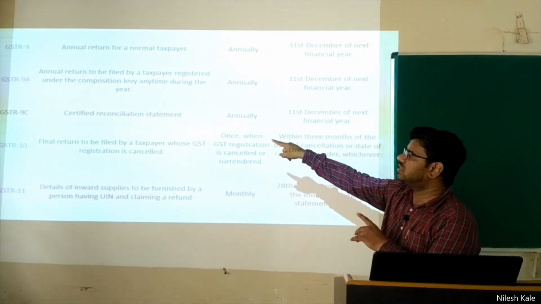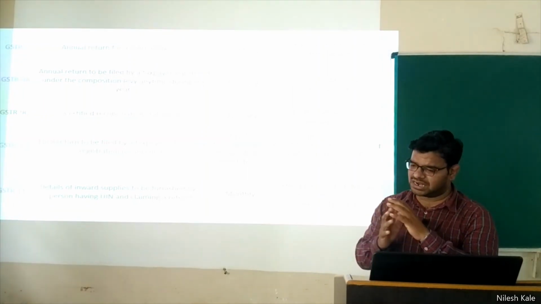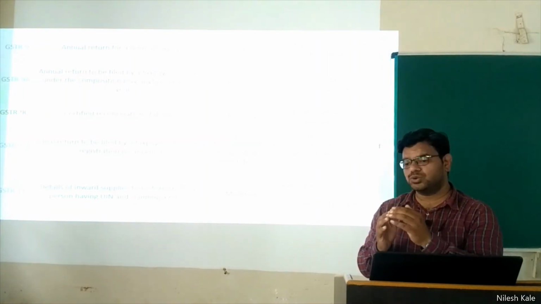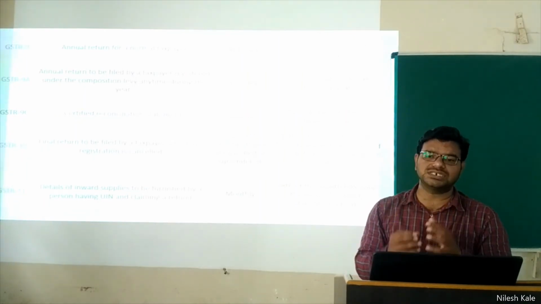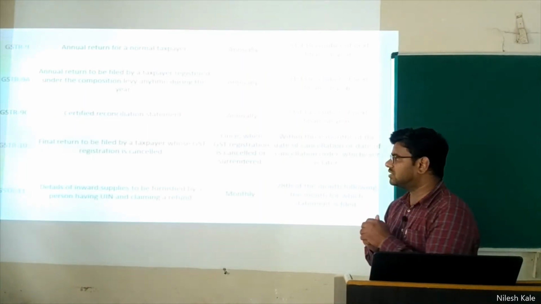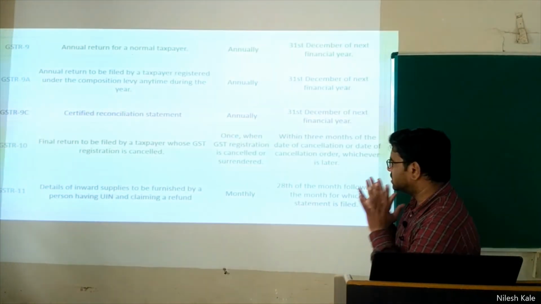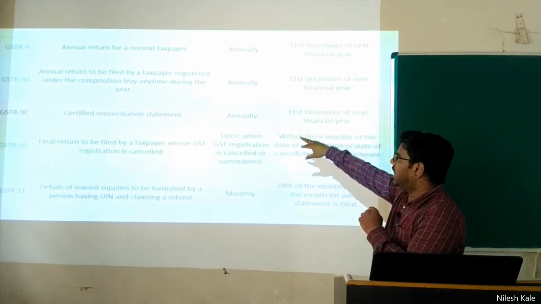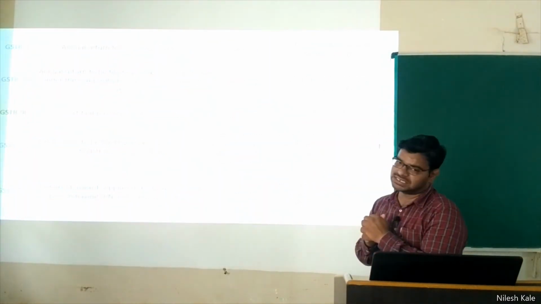GSTR 9C is for the certified reconciliation statement. If there are any discrepancies, then you have to reconcile the statement. I mean to say, you have to reconstruct the statement again wherever the mistakes are there, and you have to get it certified through a chartered accountant or the registered GST practitioner, and then it should be filed annually, and 31st December will be the last date.